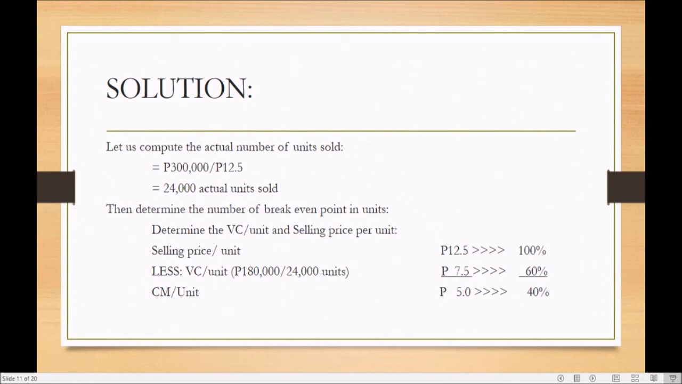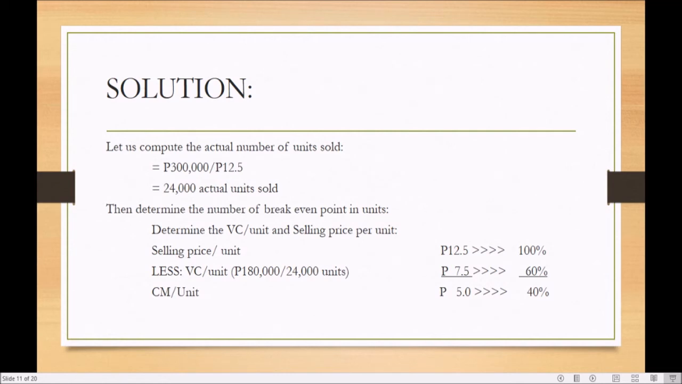Okay, nandyan, no? 7.5. Can we now determine the contribution margin per unit? Yes, kasi meron na po tayong selling price per unit at variable cost per unit. That is 12.5 minus 7.5. The contribution margin per unit is 5.0.